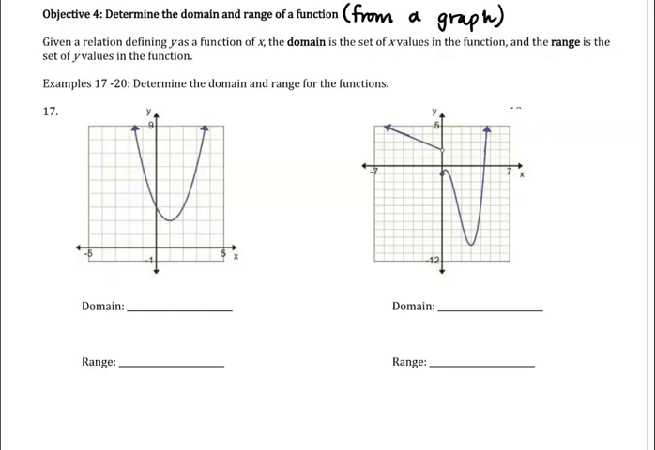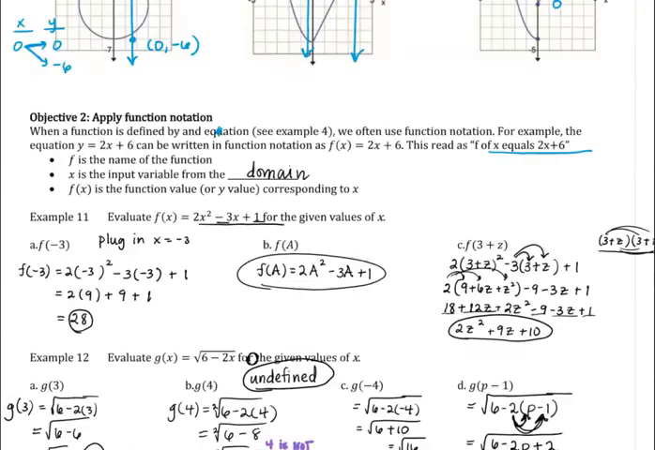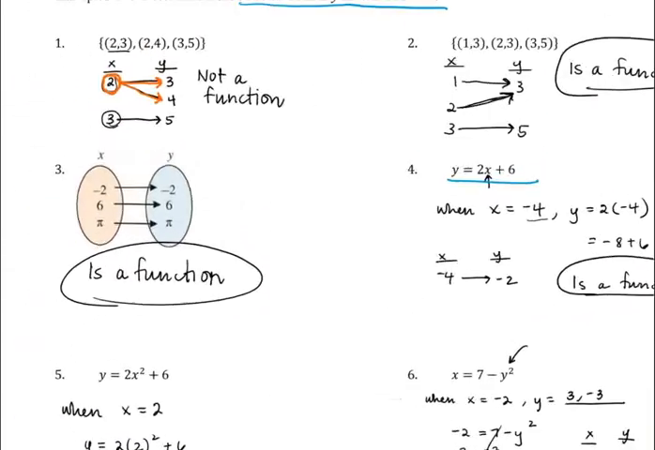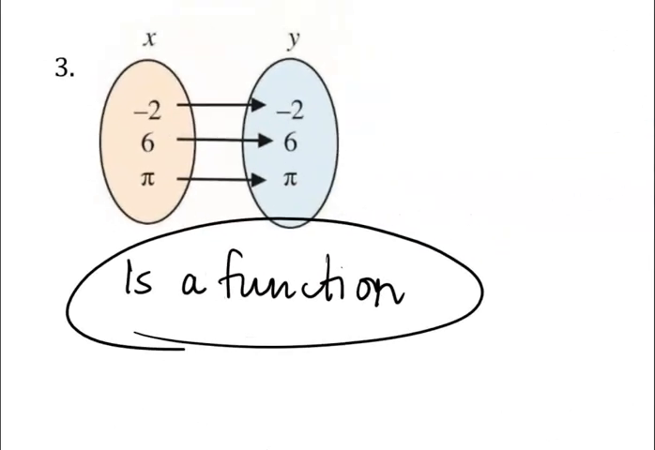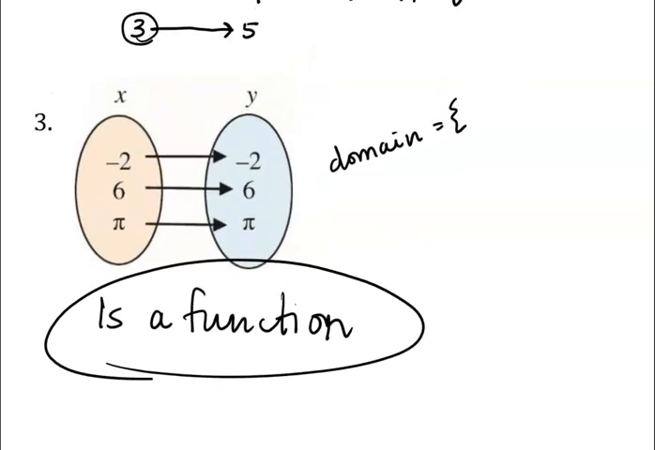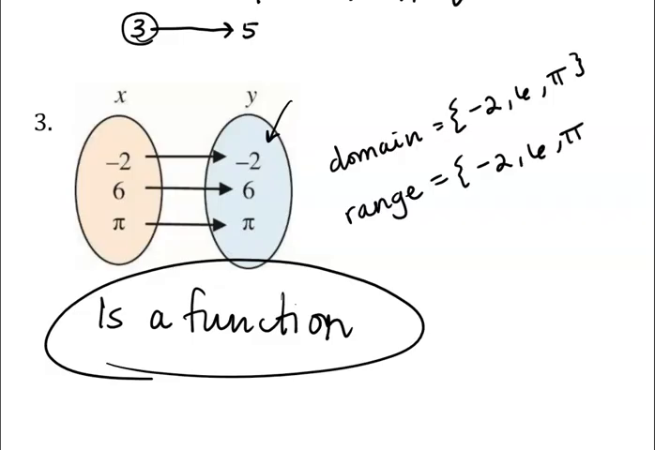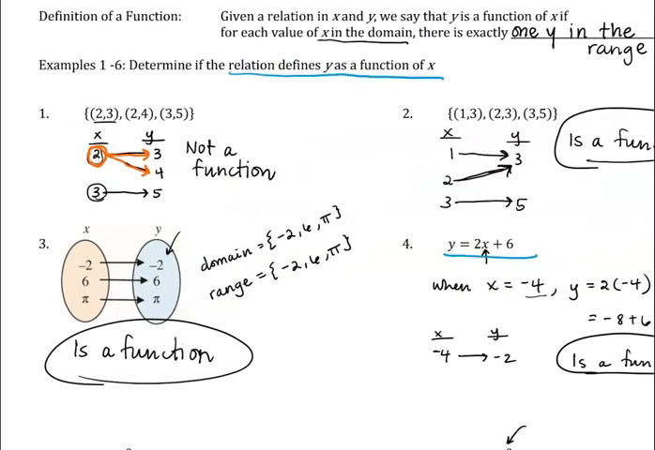If we have a function, the domain is the set of x values in the function, and the range is the set of y values in the function. So just as a quick example, if I come back up to example 3, we saw that this relation was a function. Its domain would be the set of x values, which were -2, 6, and pi, and its range would be the set of y values, which also happened to be -2, 6, and pi. So in that case, the domain and the range were the same.